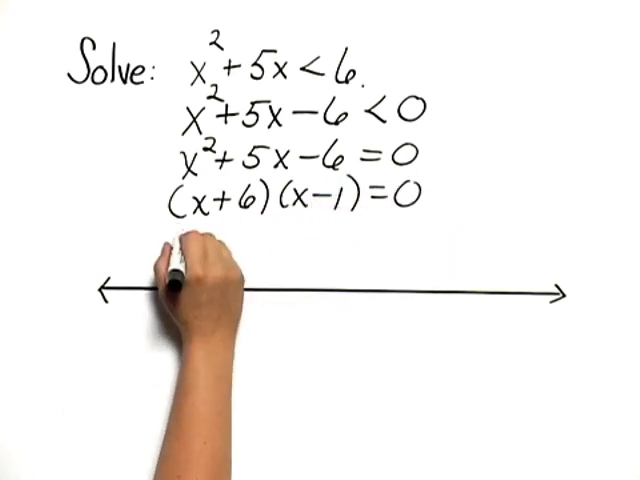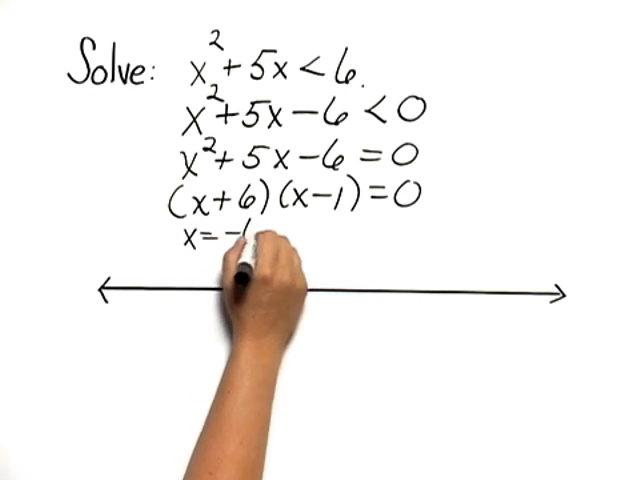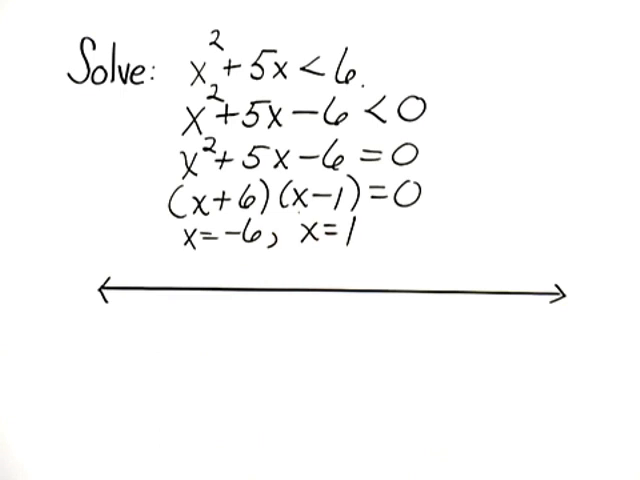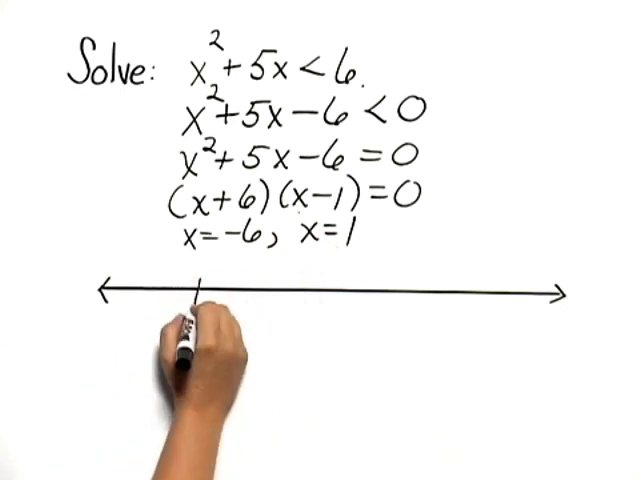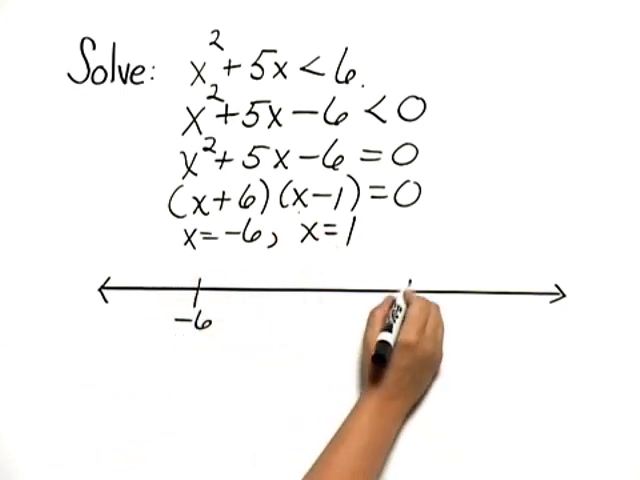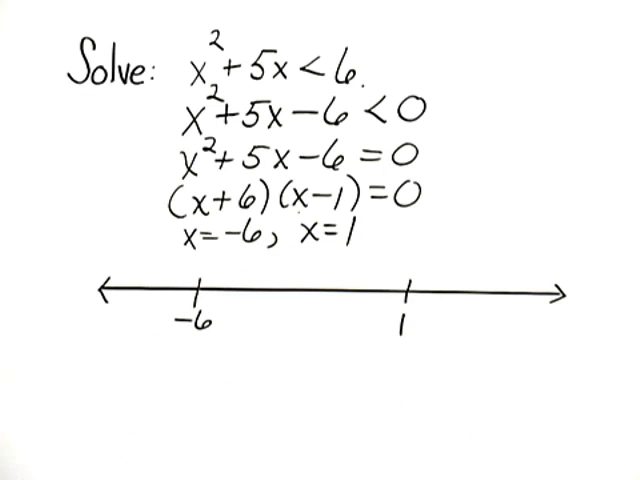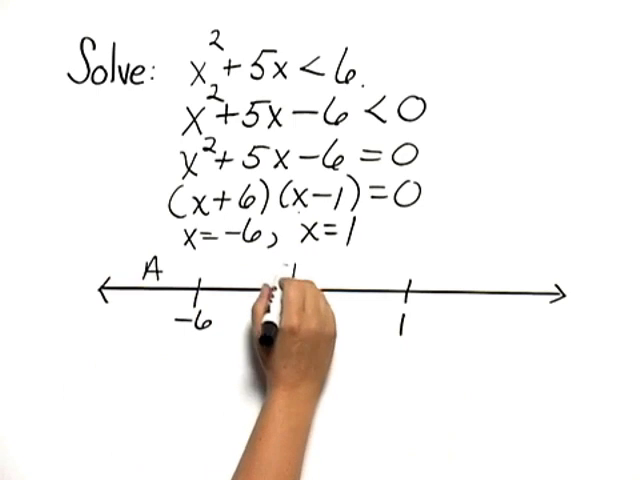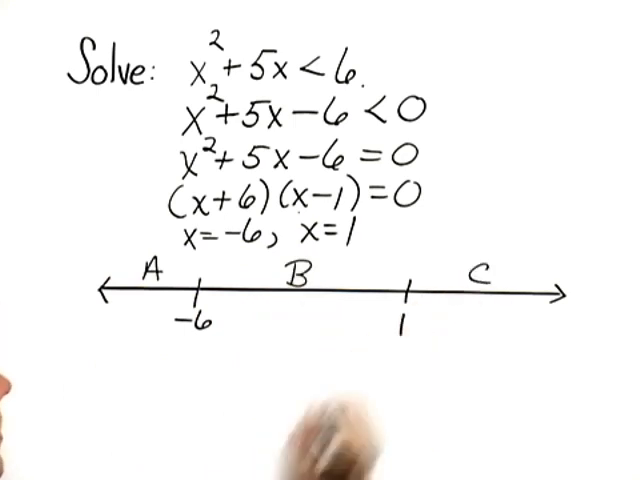X plus 6 is 0 when x equals negative 6. X minus 1 is 0 when x equals 1. We use these values, negative 6 and 1, to break the number line into 3 intervals. And let's just call this interval A, and this interval B, and this interval C.